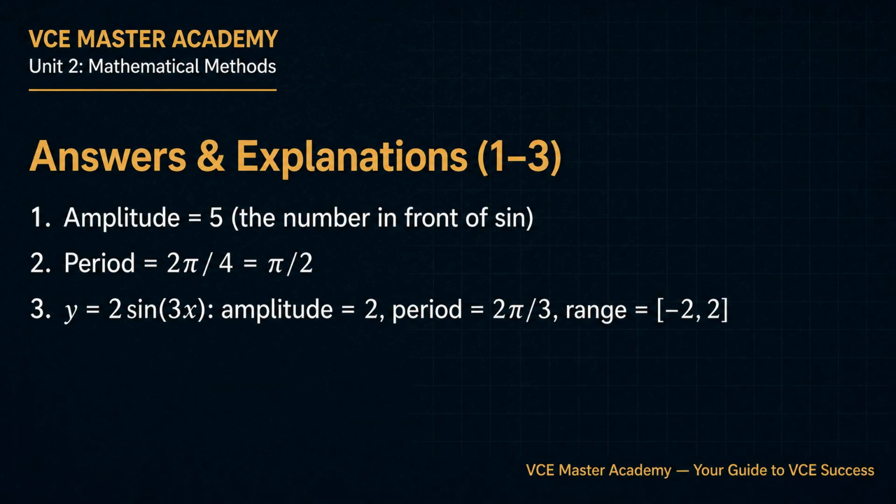Ready? Let us check them together. Question 1. The amplitude of 5 sine x is just the number in front, 5. Question 2. The period of cosine of 4x is 2 pi divided by 4, which is pi over 2. Question 3. For 2 sine of 3x, the amplitude is 2, the period is 2 pi over 3, and the range is from minus 2 to 2.